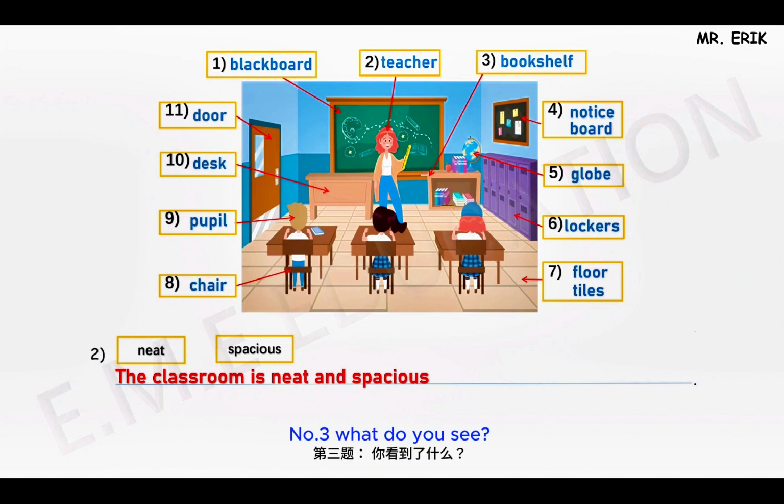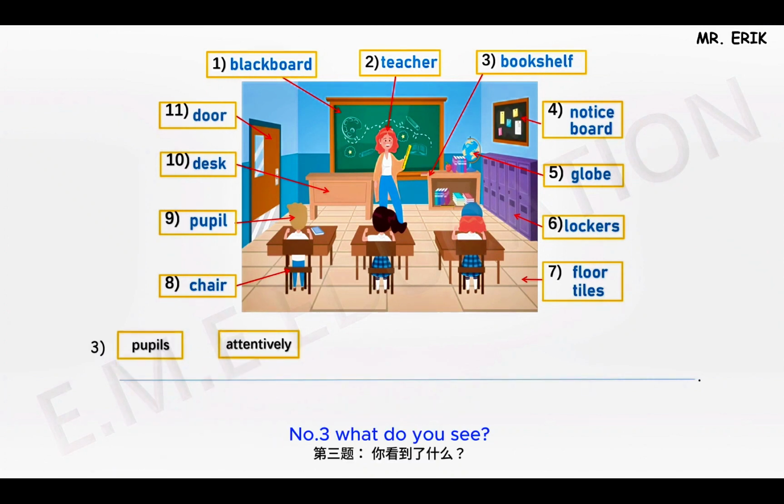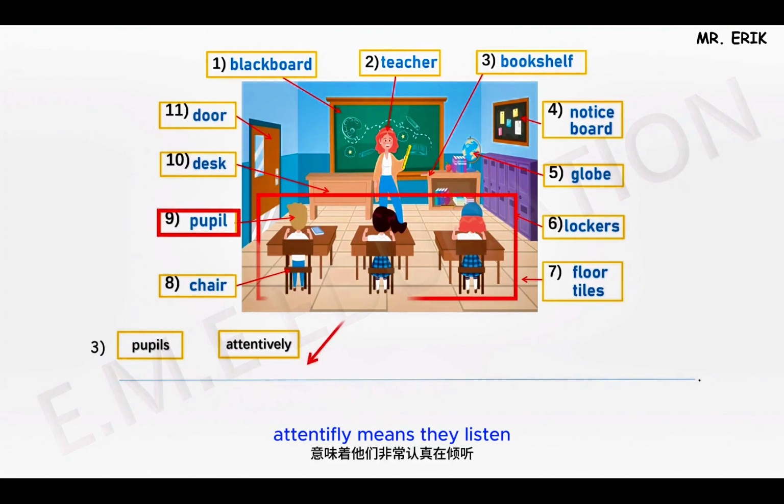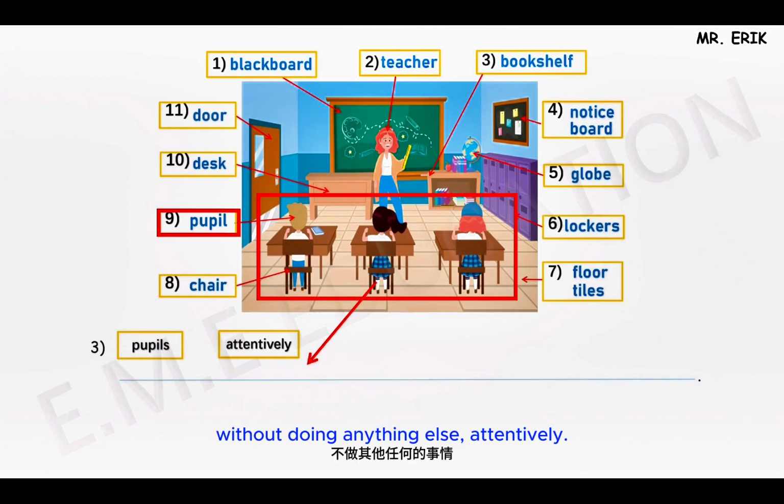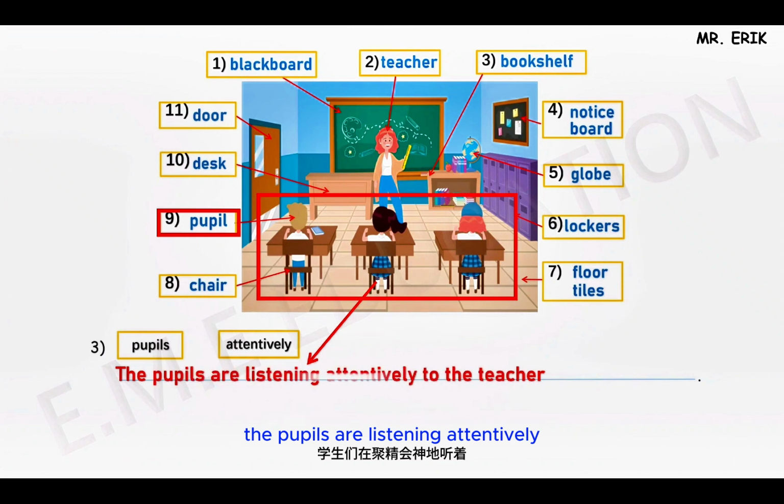Number 3, what do you see? Pupils attentively. Attentively means they listen without doing anything else. Attentively. So the answer will be the pupils are listening attentively. Who are they listening to? Listening attentively to the teacher.